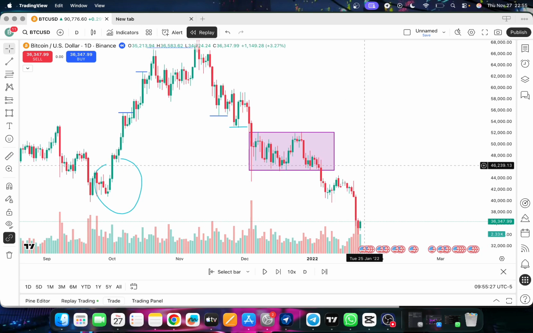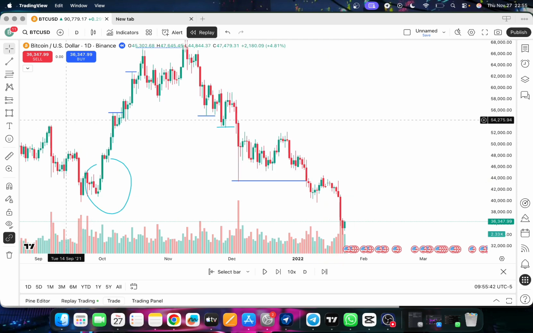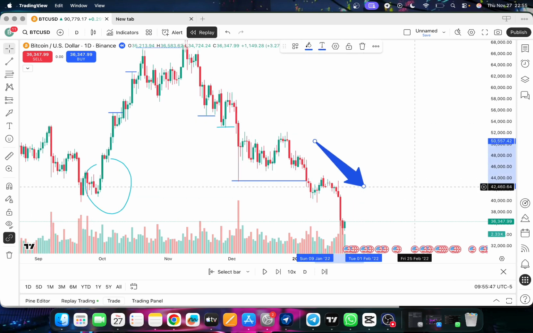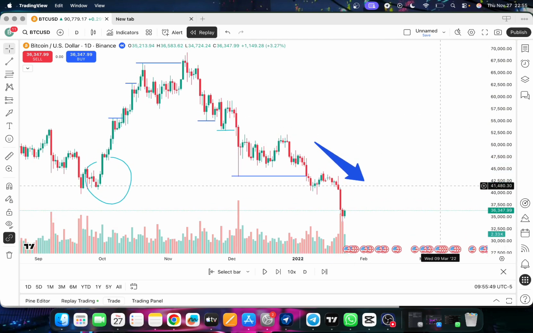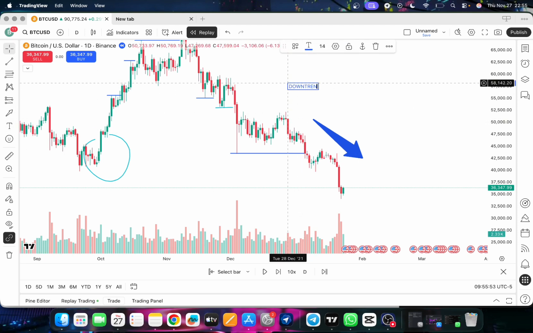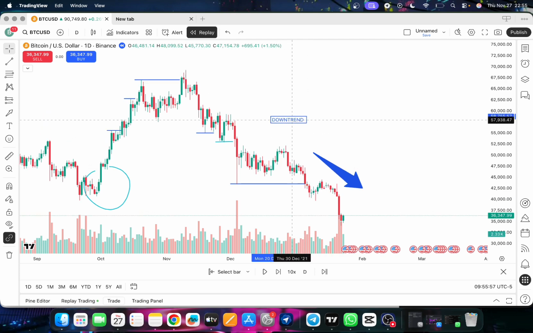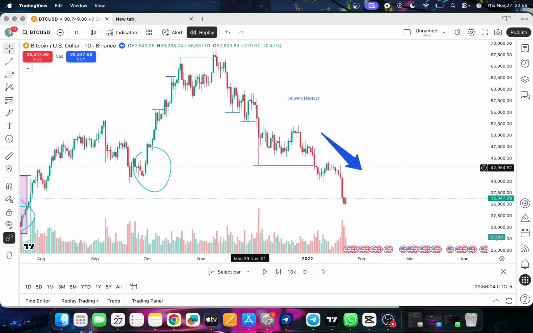And then what happens when it broke out of the consolidation market? A new lower low. And then what happened? Price keeps going downwards. Why? Because we're in a downtrend now. So this is so important. So important to know this. This is so basic but so powerful.